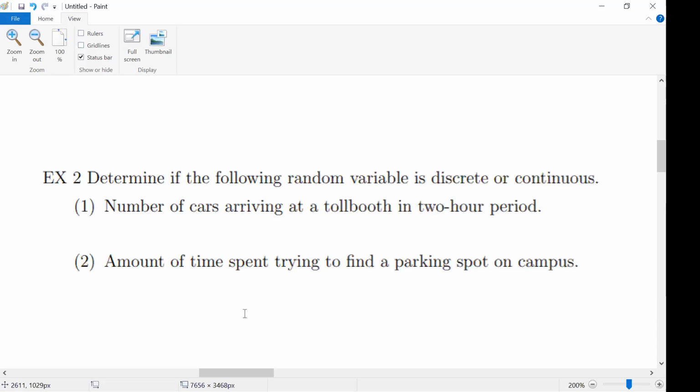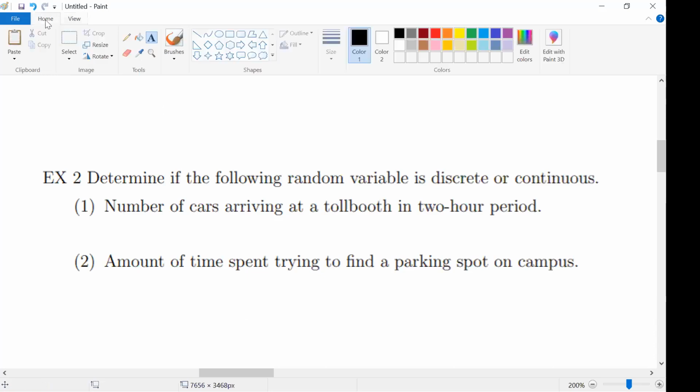Continuous? Yes, this one's continuous because time is pretty much always continuous, because time can go as far into decimals as you want it to. It can pretty much go as far out as you want it to as well. So this one, I'll just write this down. Discrete, continuous.